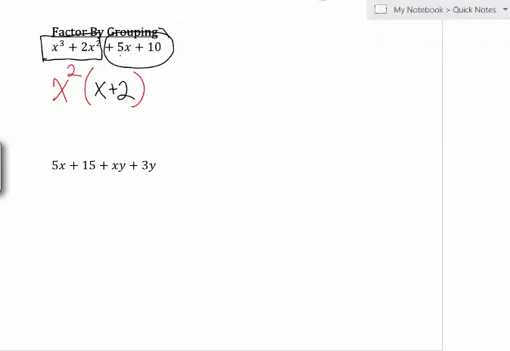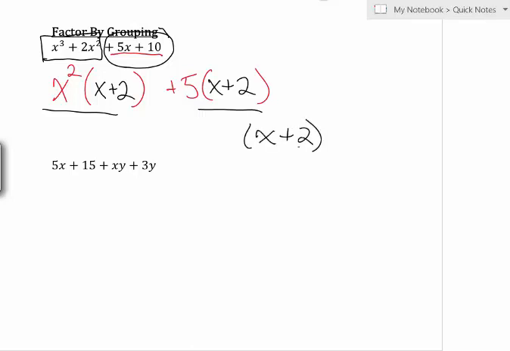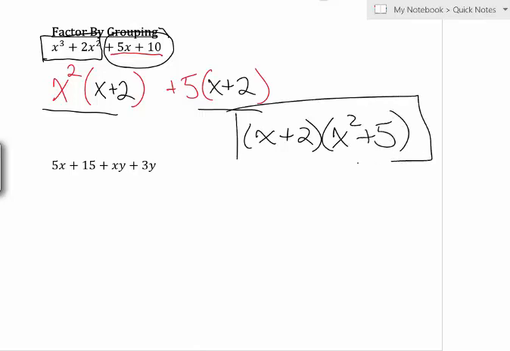Now, what can I factor out of those two pieces? Well, the number 5 is common to both of them. And what are we left with? If we factor out the number 5, we still have an x plus 2. So again, when I notice, well, hey, look, my common factor here is an x plus 2, what am I still left with? An x squared plus 5. Okay? And that's what we mean by factoring by grouping.